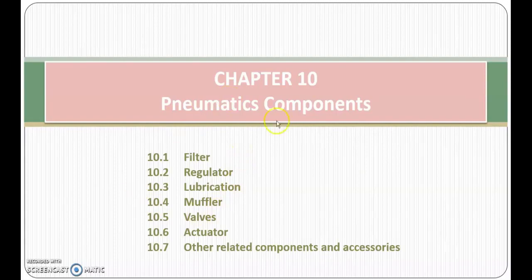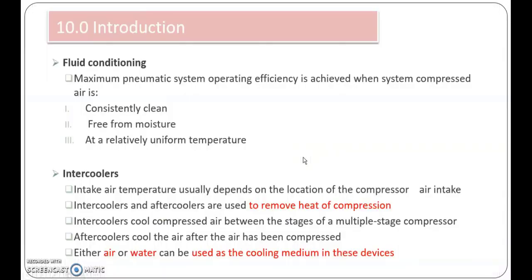So there are 6 components that we will go through for this chapter. Okay, first you should know about the fluid conditioning. Okay, the maximum pneumatic system operating efficiency is achieved when the system compressed air is consistently clean, free from moisture and at relatively uniform temperature.